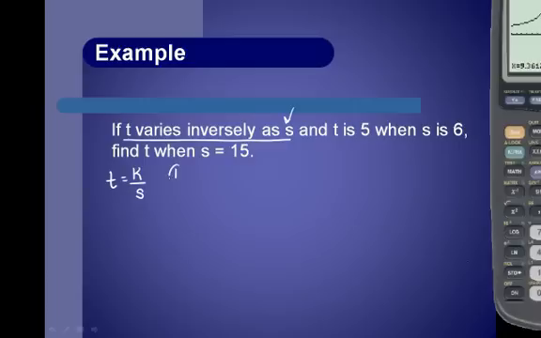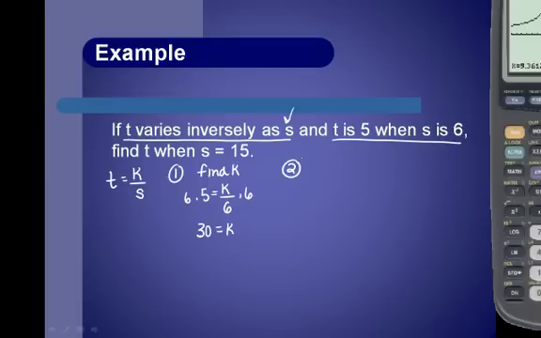So the first thing we're going to do is find k. So we're going to take what they give us. t is 5 when s is 6. And we're going to plug it in. 5 equals k over 6. Well, to solve for k, we're going to multiply both sides by 6. So we get k is equal to 30.